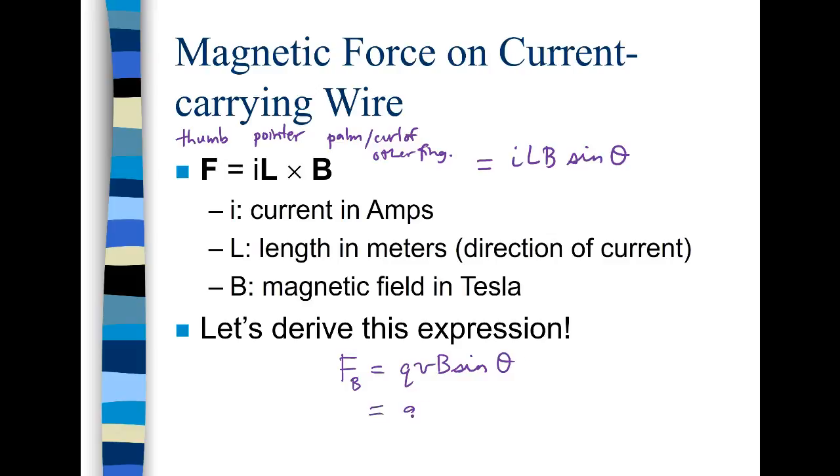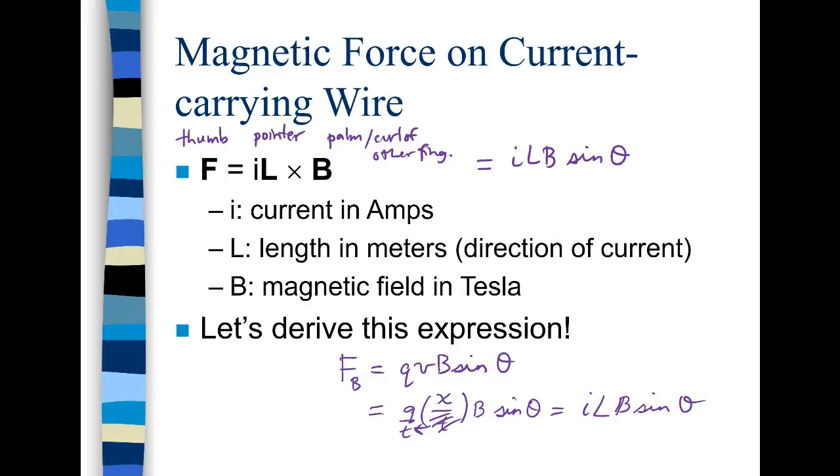So we can recognize that velocity is really distance over time. And so the sine theta is in place. We don't really need to worry about that. But then if I move the t so that it's underneath the charge there, you might recognize that charge over time is current. And instead of x for distance, we use L. And there it is, ILB sine theta. So it's the exact same expression.